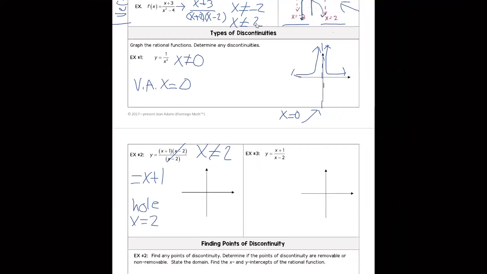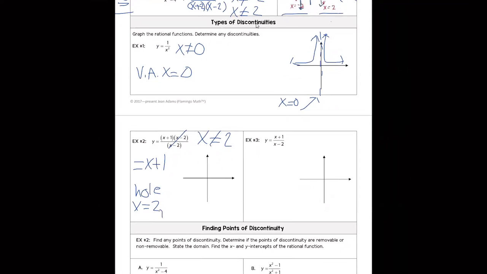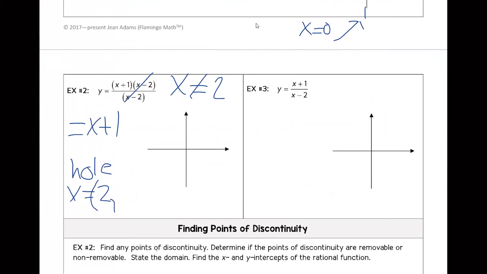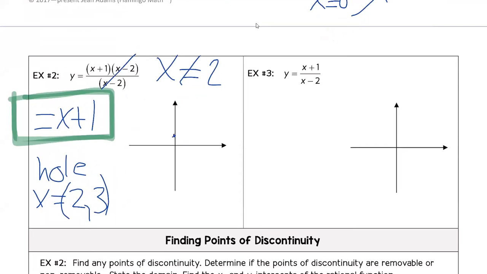But usually when you find a hole, it's a point, so you've got to find the y value. To find the y value of this hole, you plug this x value into your simplified function. If you plugged in 2 for x, you would get 2 plus 1 is 3. So if we graph this function, we're going to graph this x plus 1 line. Just like graphing that line, you would start up at 1, and your slope would just be 1 over 1, so you would sketch your line.